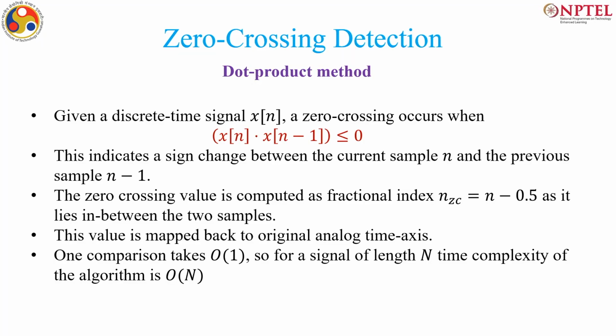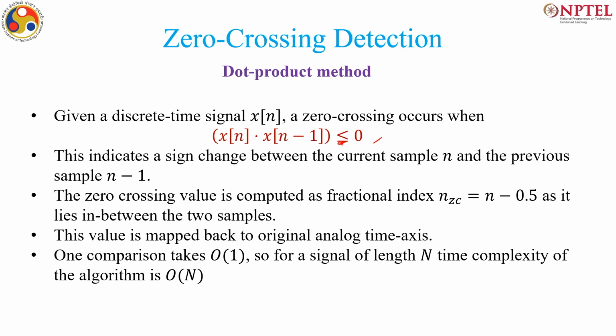And in this we see that if one value is positive and one other value is negative, what is the best way? Just multiply them. That is why it is called a dot product method. Just multiply them and check whether it is negative. If this is negative, that means there is a 0 crossing. So, this should be just less than 0.